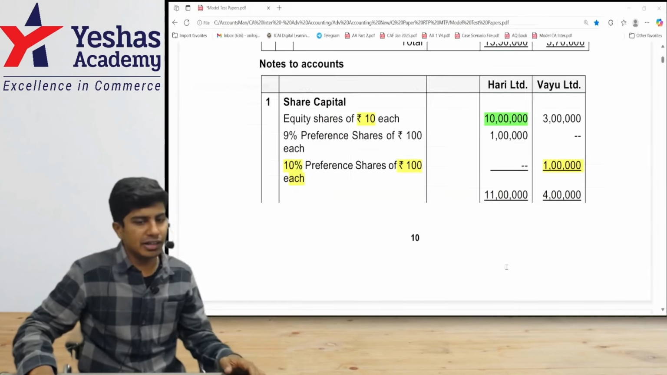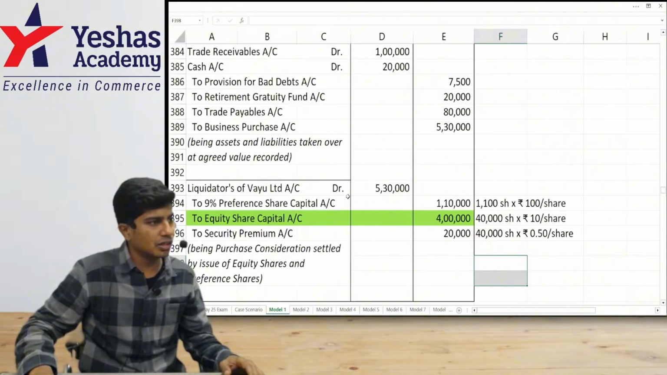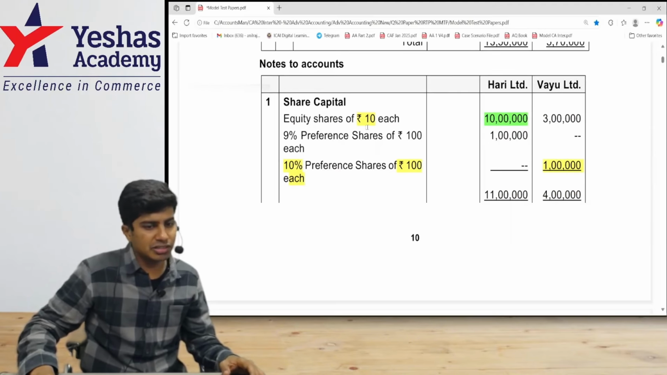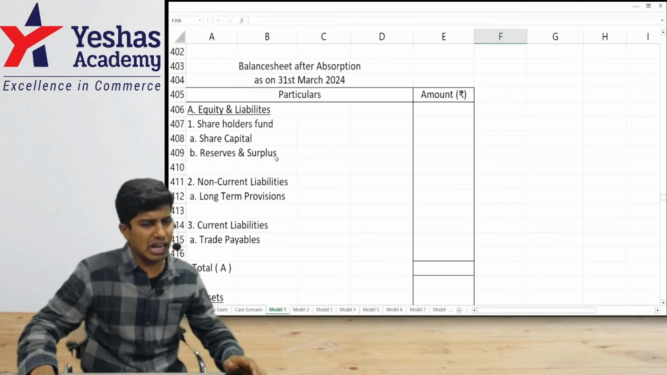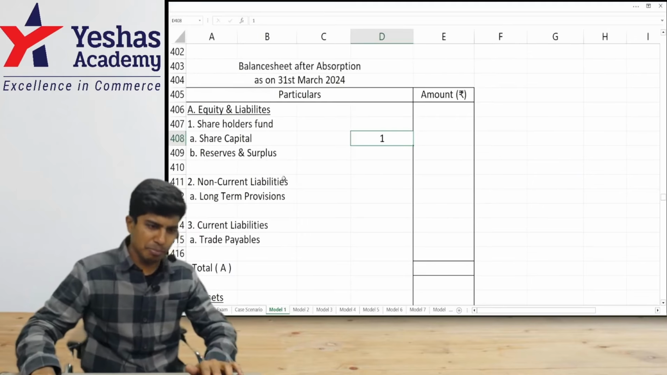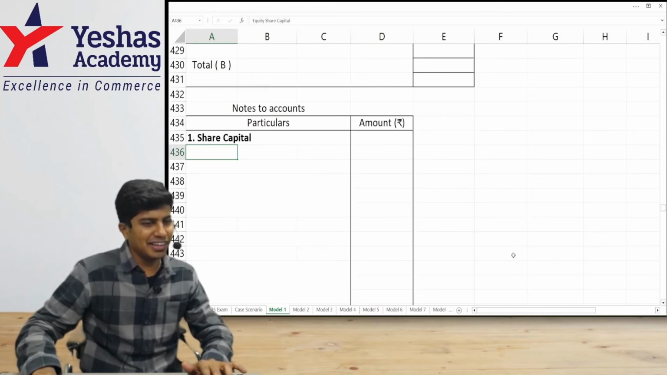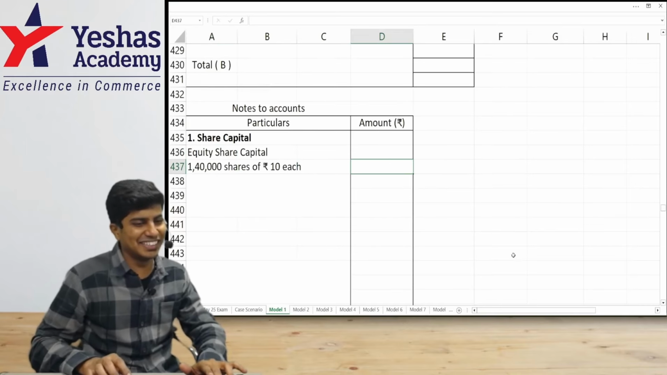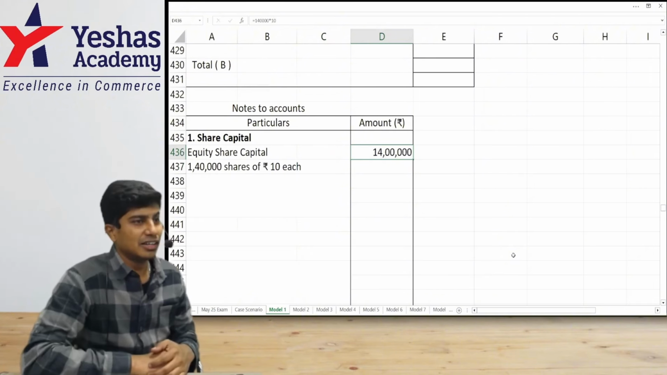Minus 4 lakh, you did again. How much is it? 10 minus 4, 14 lakh, correct. Here it was how many shares? Some 1 lakh shares. Here it is 40,000. So 1 lakh 40,000 shares. Note number 1: equity share capital, 1 lakh 40,000 shares of 10 each is 14 lakh. This is a very, very important point that you should remember.